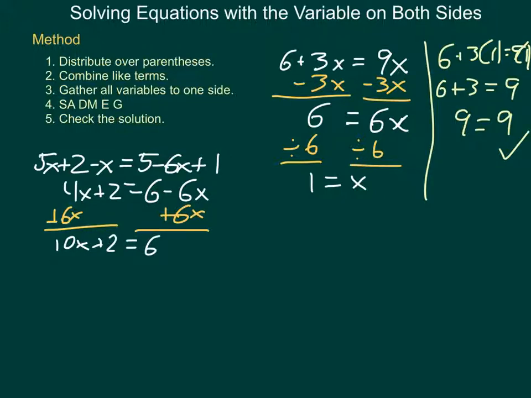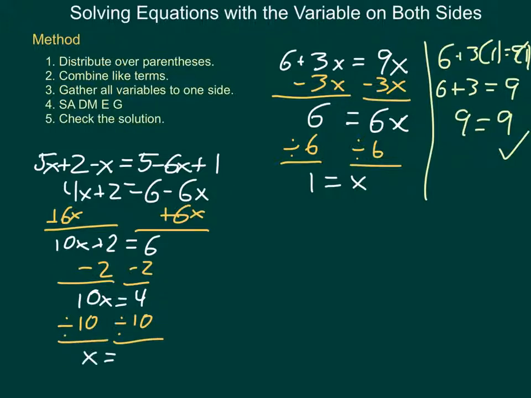Now, we follow SADMEG. Do we see any subtraction or addition? Yes, we have a plus 2, so I'm going to subtract 2 using inverse operations. So 10x equals 4. Next, do I have any division or multiplication? Yes, I have multiplication, so I'm going to divide both sides by 10. And I end up with x equaling 2/5. For sake of space, I don't have enough here to do another example and check that, but be sure that when you're doing your work, you check your solutions.